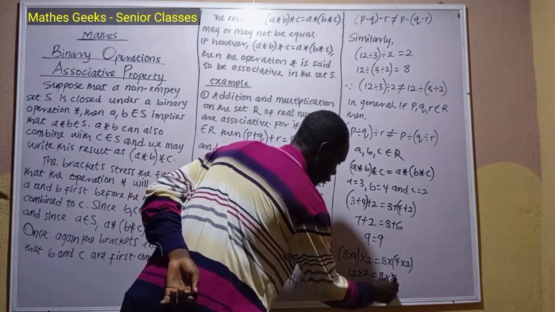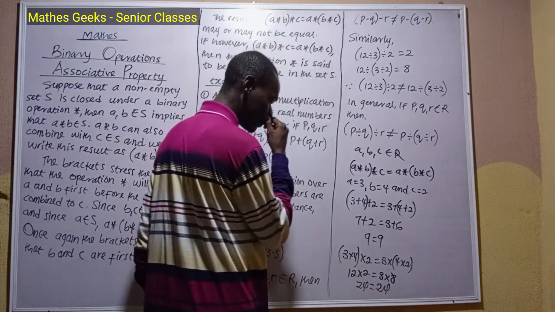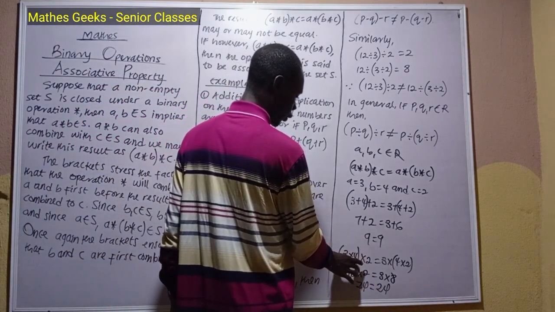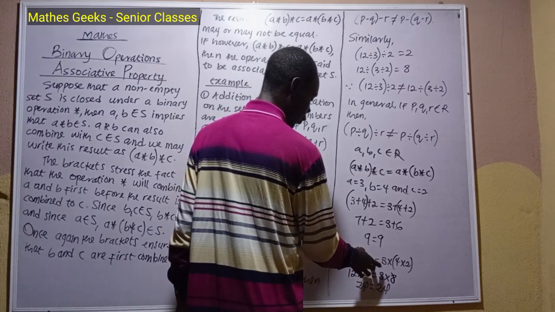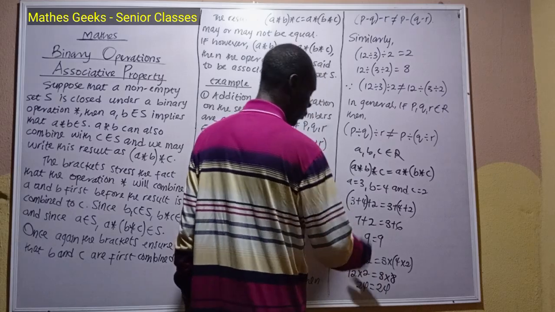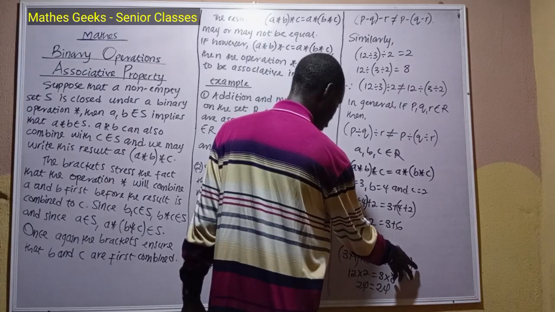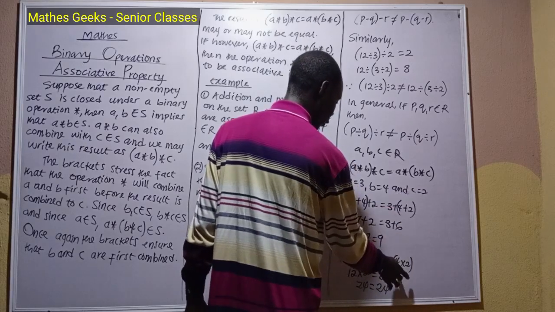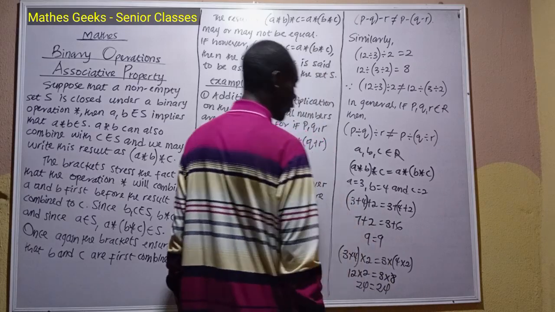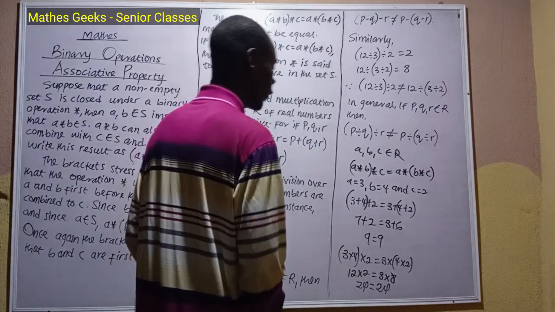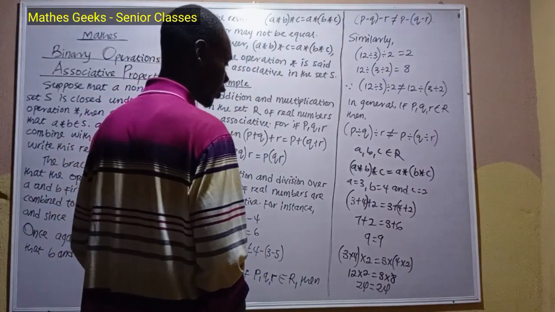3 times 8 is also 24. So what do we see here? We can see that whether we choose to start with these first two, and then multiply the answer we got by what we have here, we will get 24. Or we choose to first simplify these two, 4 times 2, which is the last two members of the set R, and then multiply the answer by the first member, which is 3, we would still get 24. So what this implies is that the operation multiplication is associative.